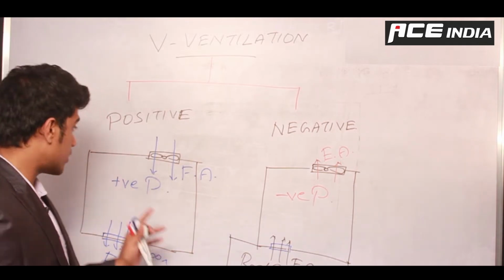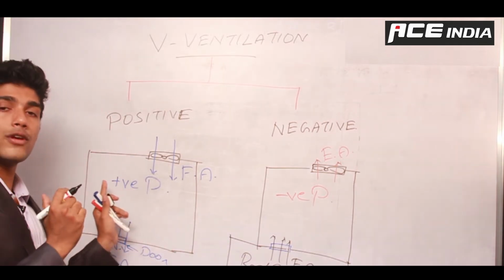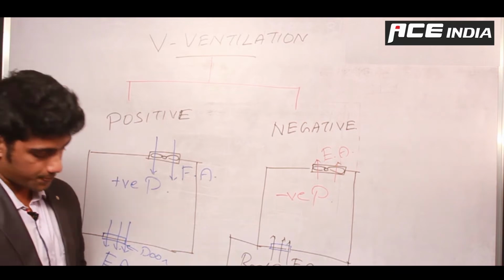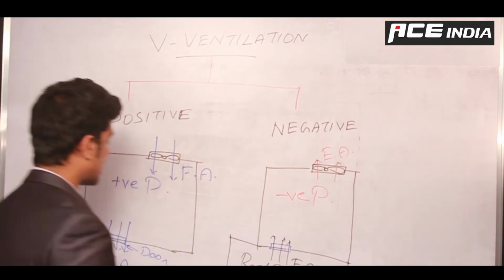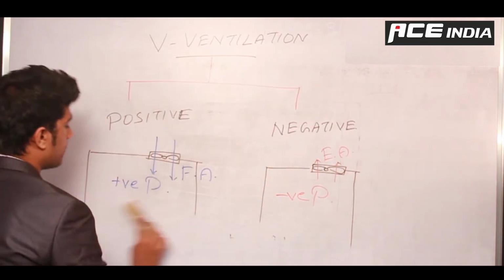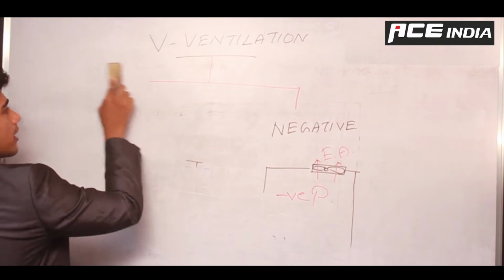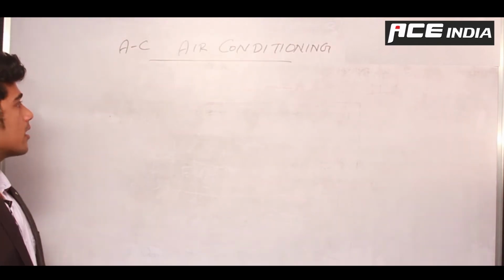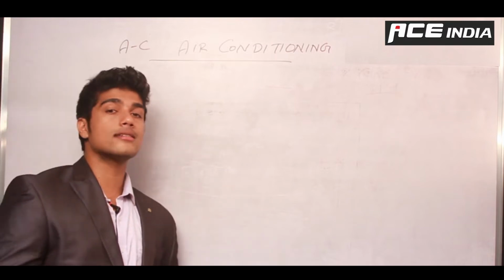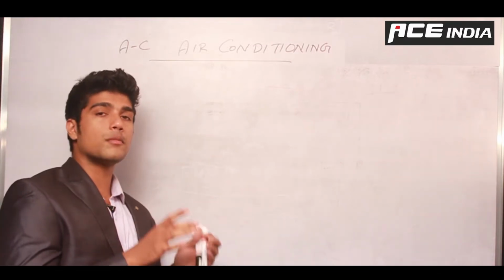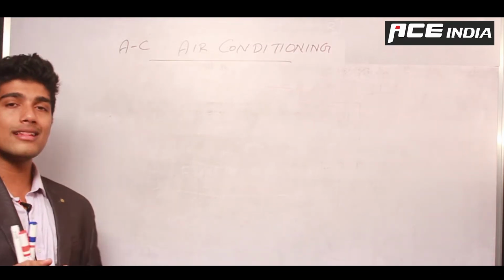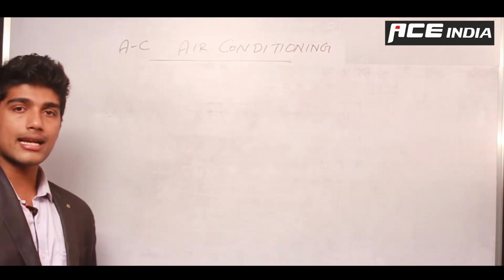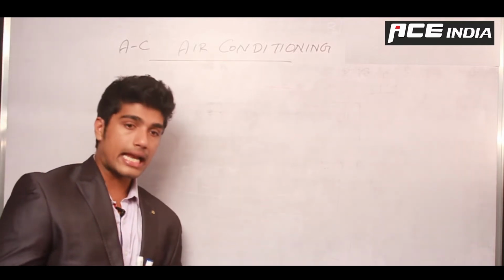It doesn't mean that we don't use positive ventilation systems. We do have positive ventilation systems, which we'll learn about later in our sessions, right? So we'll move from ventilation, or V, and jump into air conditioning, or AC. Now as the name suggests, it simply means conditioning of air. We have already learned about heating and ventilation, but all these concepts that I've just told you will actually come inside air conditioning. Air conditioning means simply conditioning of air.